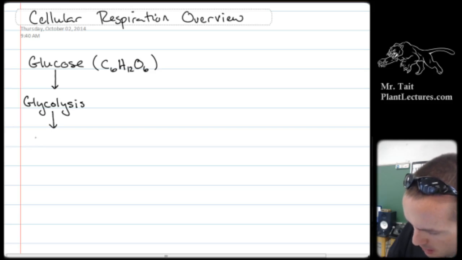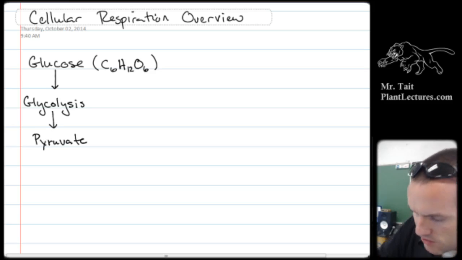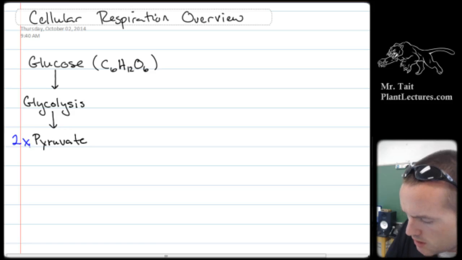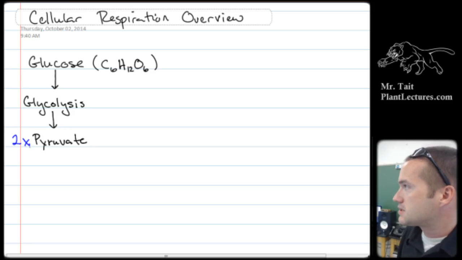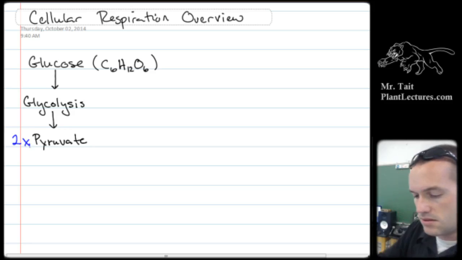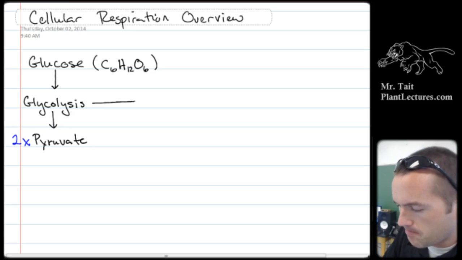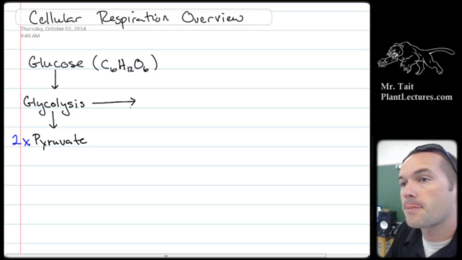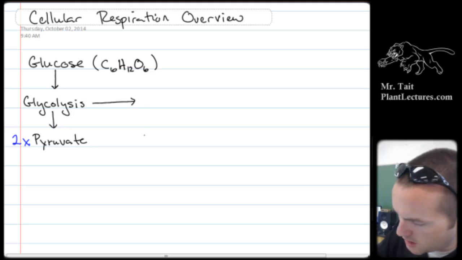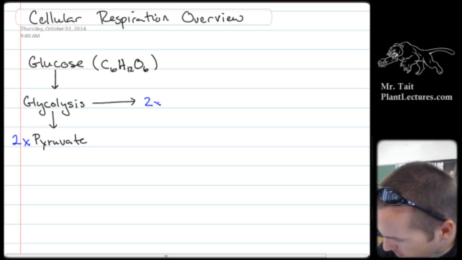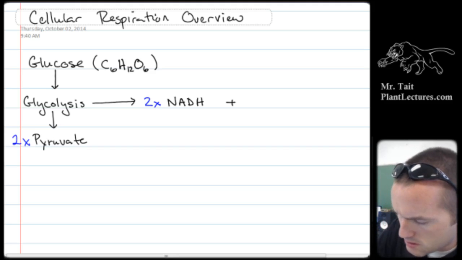And it's going to yield us pyruvate. Specifically, it's going to yield us 2 pyruvate. Okay? What are we going to make in glycolysis? What? 2 ATP, and what else? What else gets made? NADH. So NADH, specifically 2 NADH. And 2 ATP.